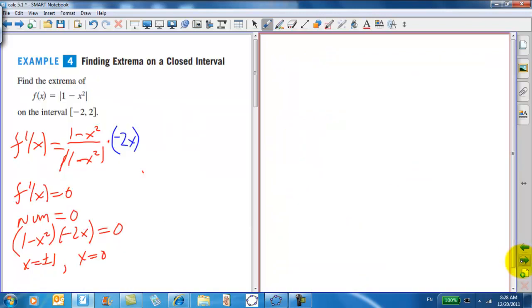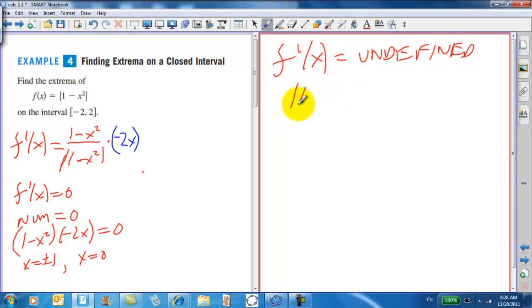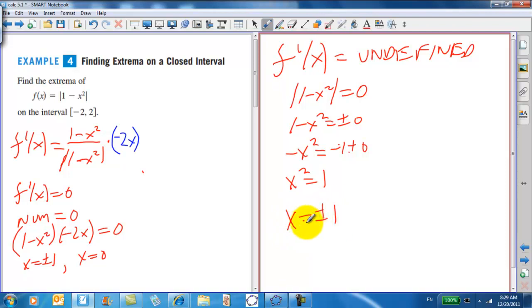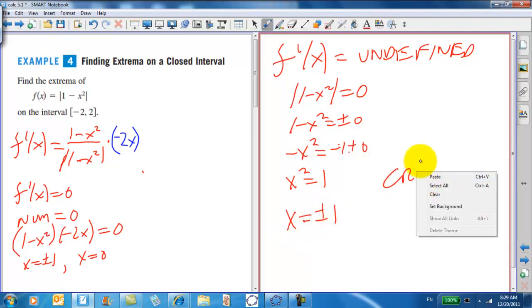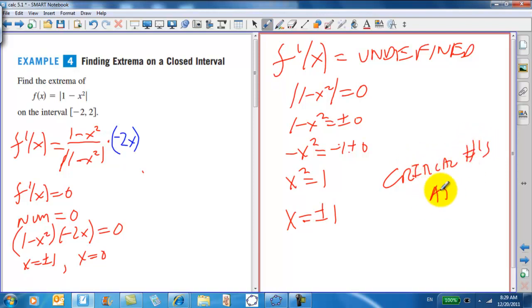We should also look at when the denominator is equal to 0, because that will tell us when the derivative is undefined. It's undefined when the bottom of the fraction is 0: the absolute value of 1 minus x squared equals 0. So that's 1 minus x squared equals plus or minus 0. Negative x squared equals negative 1 plus or minus 0, so x squared equals 1. We get the same answers again. So we get critical numbers at x equals negative 1, 0, and 1.